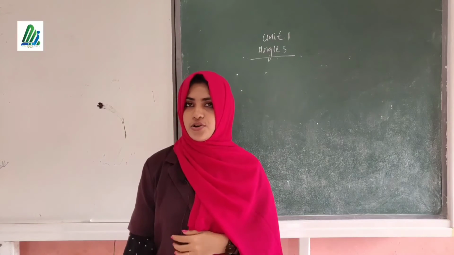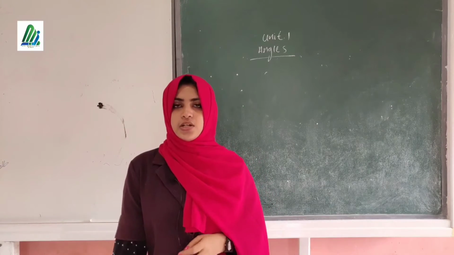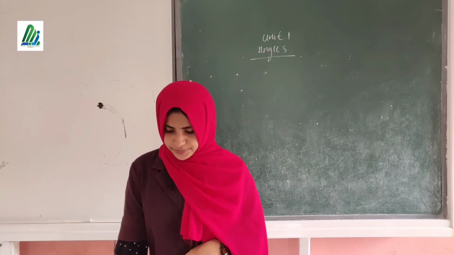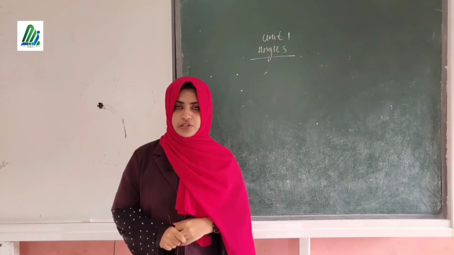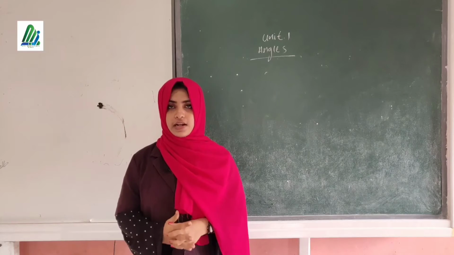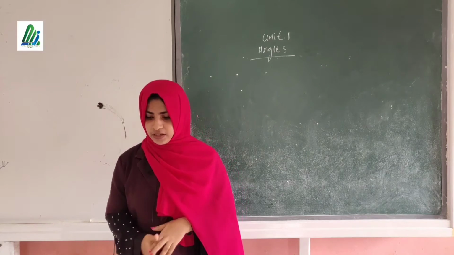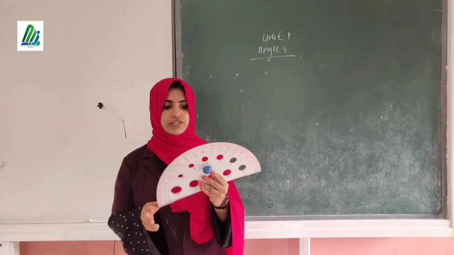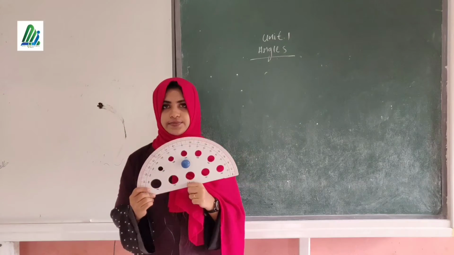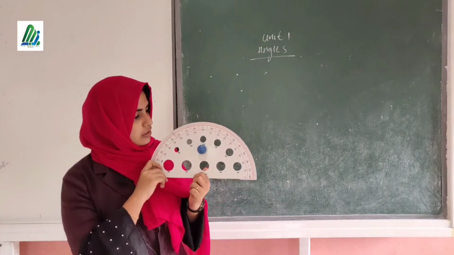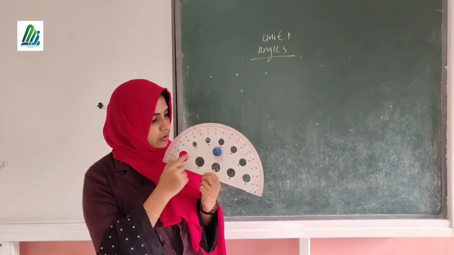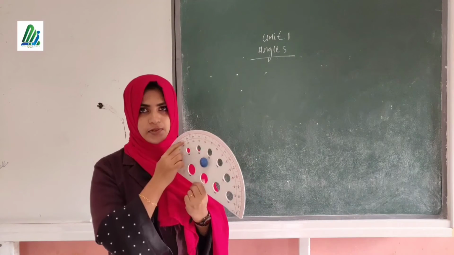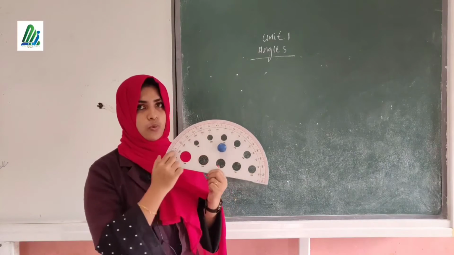Starting this chapter, I request you all to take your notebook and pen so that you can note down the notes. So let's study. There is a device in your geometry box to measure angles of different sizes. This is a protractor. Can you see that? In this protractor, there are so many lines drawn on it, and also there are different types of numbers from 0 to 180.